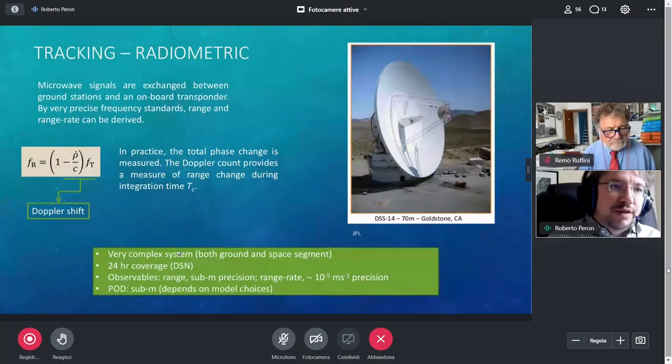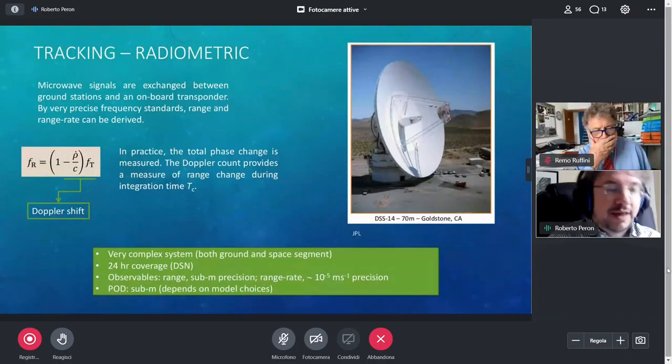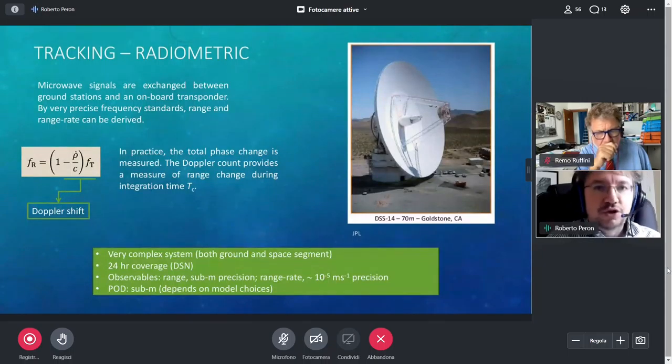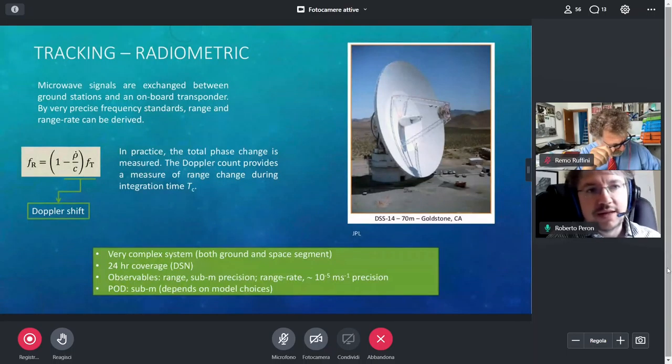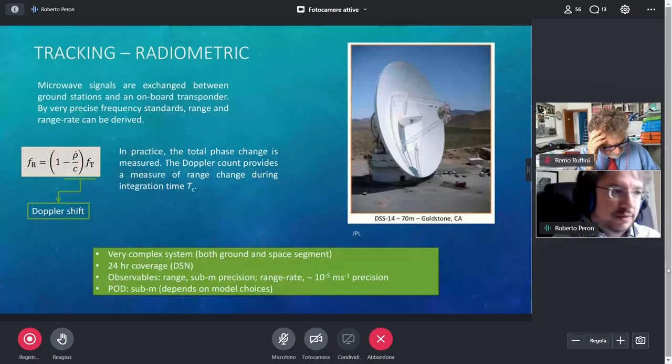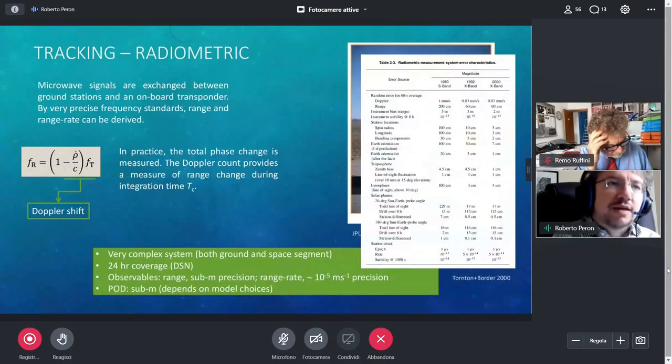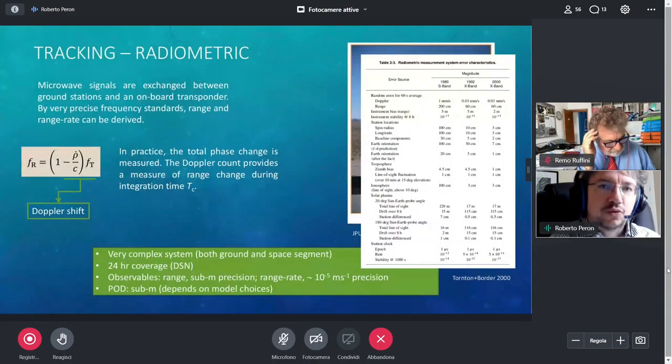The observables have an outstanding precision with the most precise equipment, and we are speaking about Ka band radio, which means 32-36 gigahertz of frequency. The precision on range rate could reach 10 to the minus 5, 10 to the minus 6 meter per second, while the precision in range is below the meter. Now we are approaching 10 centimeter or better. And a very, very complex error budget is done in order to guarantee this.